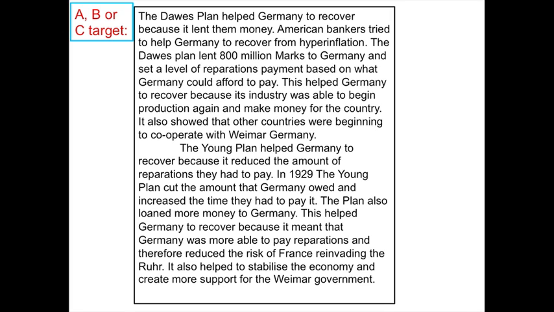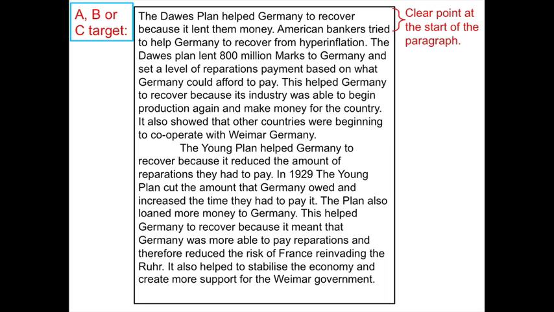The Dawes Plan lent 800 million marks to Germany and set a level of reparations payment based on what Germany could afford to pay. This helped Germany to recover because its industry was able to begin production again and make money for the country. It also showed that other countries were beginning to cooperate with Weimar Germany.